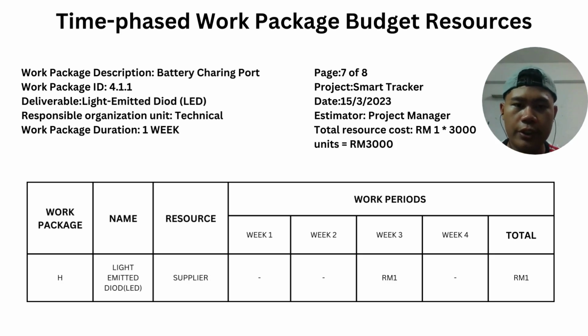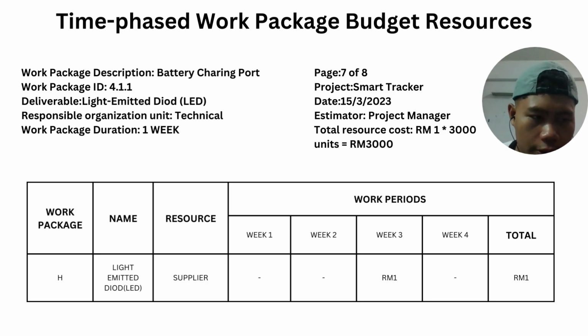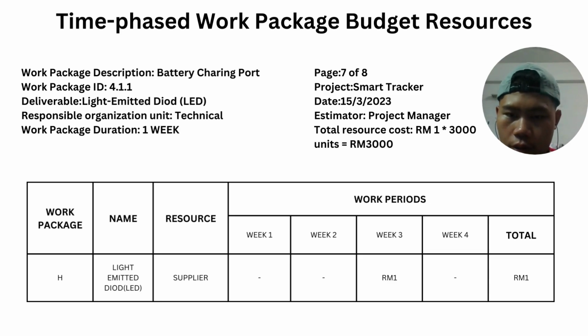The time phase work package budget resources, material cost: the work package description is battery charging port. The work package ID is 4.1.1. The deliverable is light emitter diode LED. The responsible organization unit is technical. The work package duration is 1 week, and the work package is H, integrated system, and the resource is supplier, and the total resource cost is just 1 ringgit.